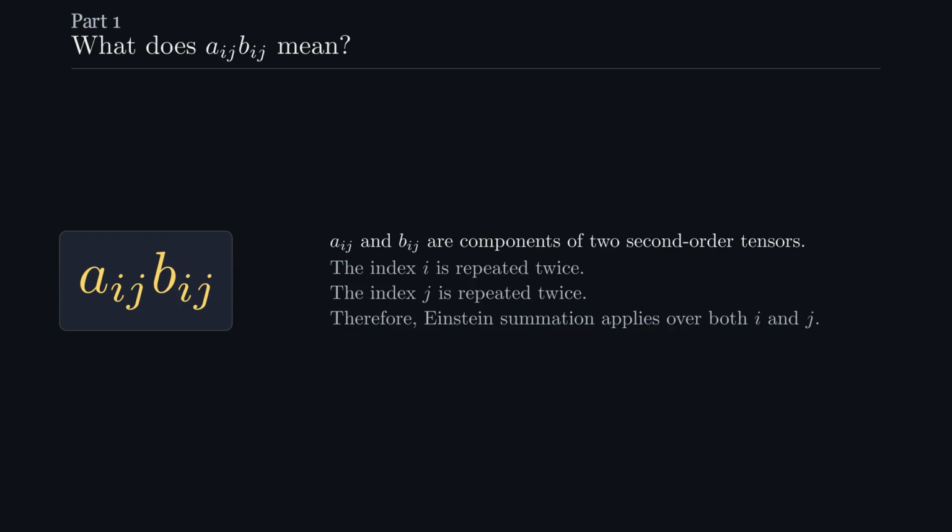The expression Aij Bij contains two repeated indices. The index i appears twice, and the index j also appears twice. Under Einstein's summation, every repeated index is summed. So this expression sums over both directions i and j.